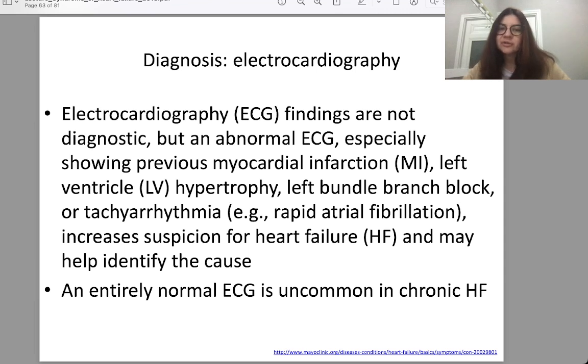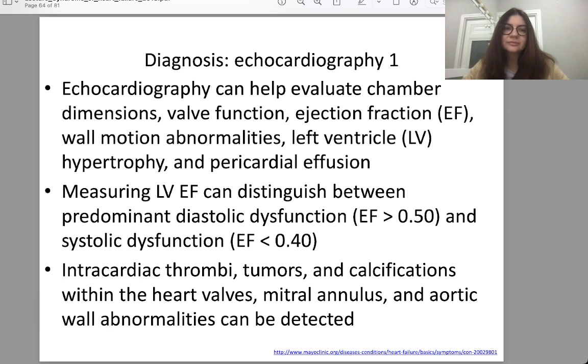Electrocardiography or ECG findings are not diagnostic, but an abnormal ECG, especially showing previous myocardial infarction, left ventricle hypertrophy, left bundle branch block, or tachyarrhythmia like rapid atrial fibrillation, increases suspicion for heart failure and may help identify the cause. An entirely normal ECG is uncommon in chronic heart failure.